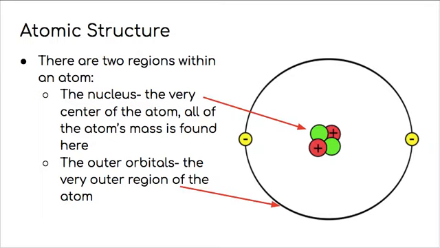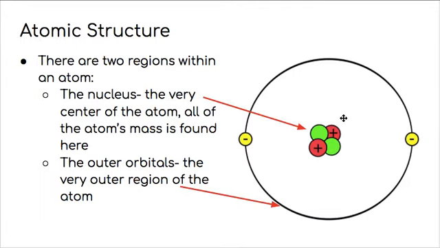So, atomic structure. Inside of these tiny little units that make up all matter are a couple of regions that you need to be familiar with. Every single atom has these two areas. First being the nucleus. The nucleus is right here in the very center of the atom. Here is where you find all of the mass of the atom.